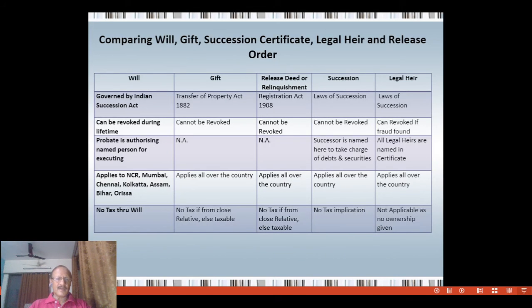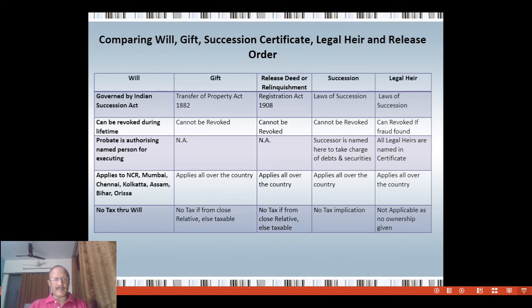Will is governed by the Indian Succession Act. Gift is governed by the Transfer of Property Act. Release deed is governed by the Registration Act. Succession is governed by the laws of succession, and legal heir is also governed by the laws of succession.